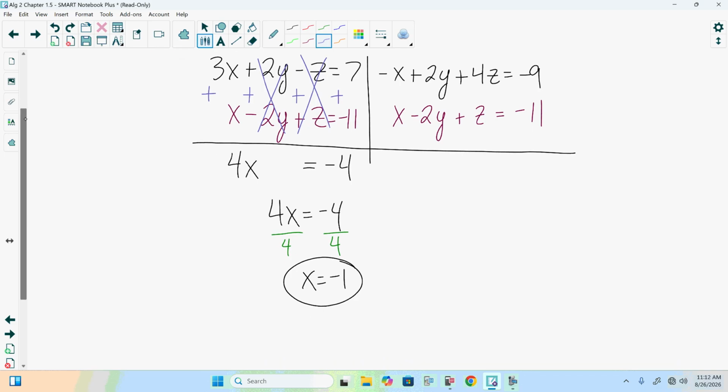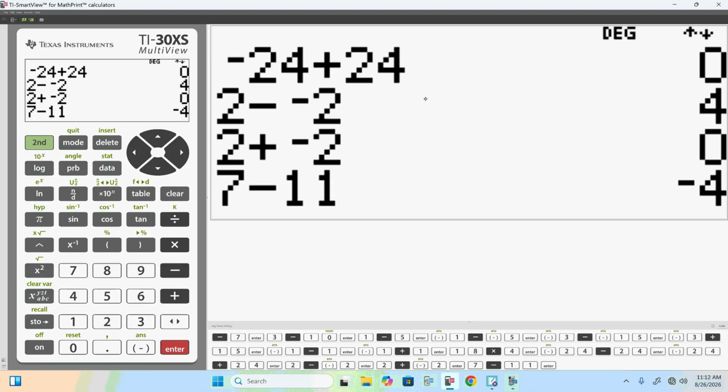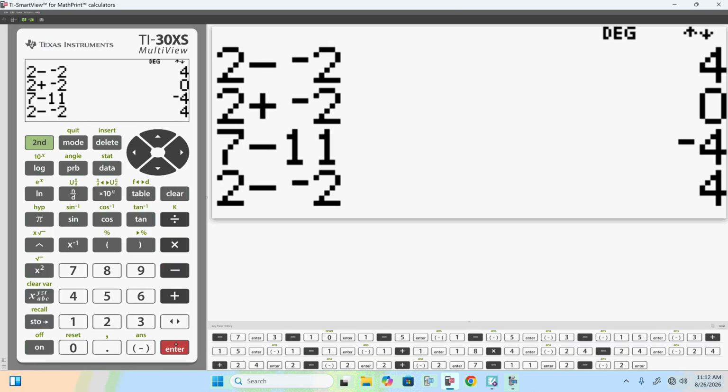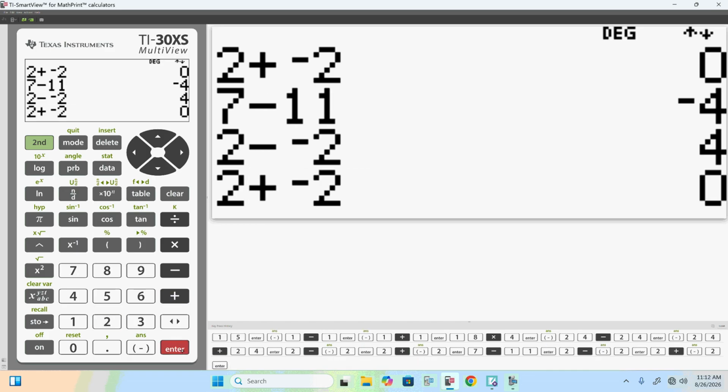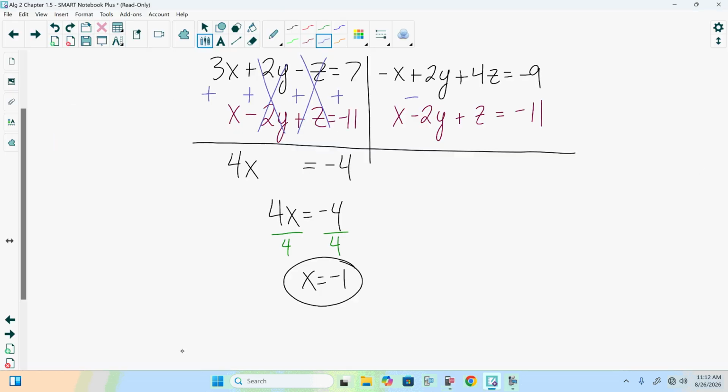Questions on any of this so far? Looking at the other setup, 2y and negative 2y, would we add or subtract? 2y minus negative 2y? 2 minus negative 2 is 4. 2 plus negative 2 is 0. So again, we're going to need to add. If the signs are the same, we subtract. If the signs are opposite, we add.